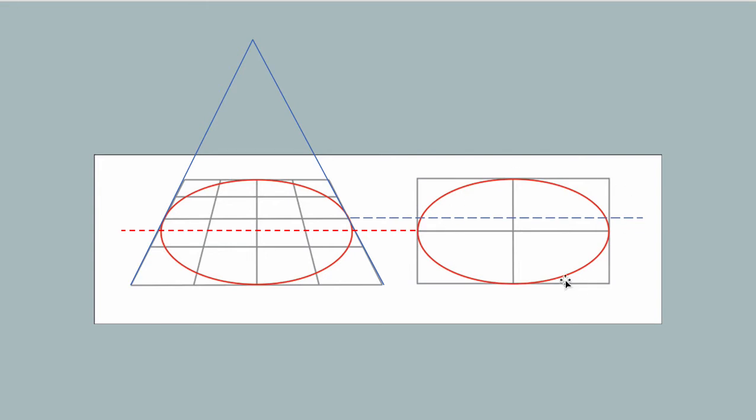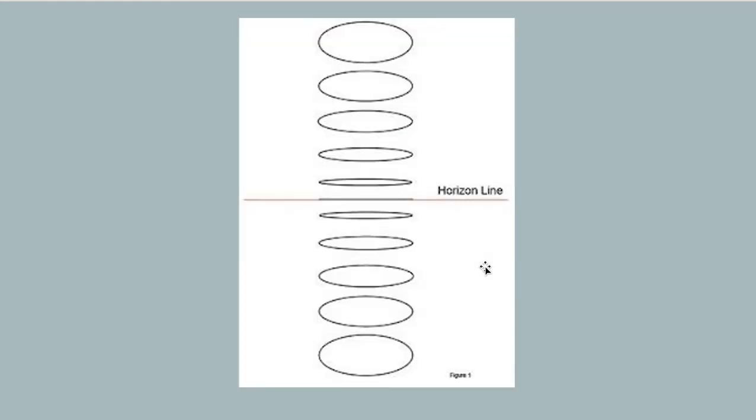So this is important. You want to keep this in mind. When you make ellipses, the height from the middle to the top or the middle to the bottom is exactly the same. The distance from the middle to the side or the middle to the other side is exactly the same. It's entirely symmetrical in every direction. Another thing about ellipses is that the minor axis, the smallest one, gets smaller and smaller and smaller as it comes to the horizon line.